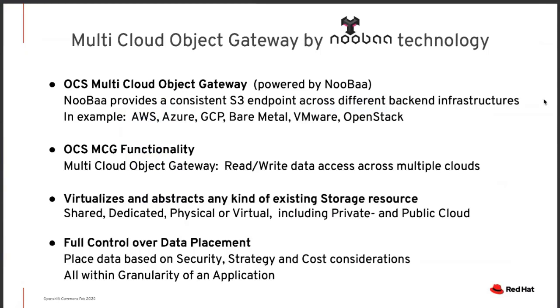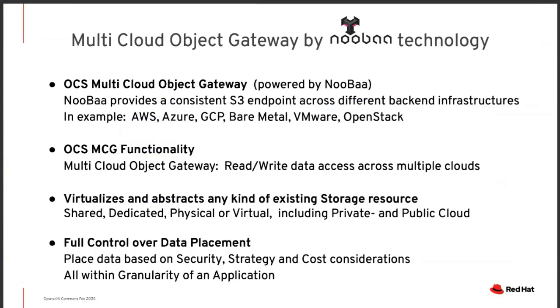And what's the functionality being offered by this? Well, it's a multi-cloud object gateway. That means that you can read and write data across multiple clouds. We can even replicate data across multiple clouds. So that means if you have an OpenShift running on AWS and you write data there, the same data can be accessible for another cluster at another location, even in another cloud. So that's really something very nice and useful that lots of customers are asking for.